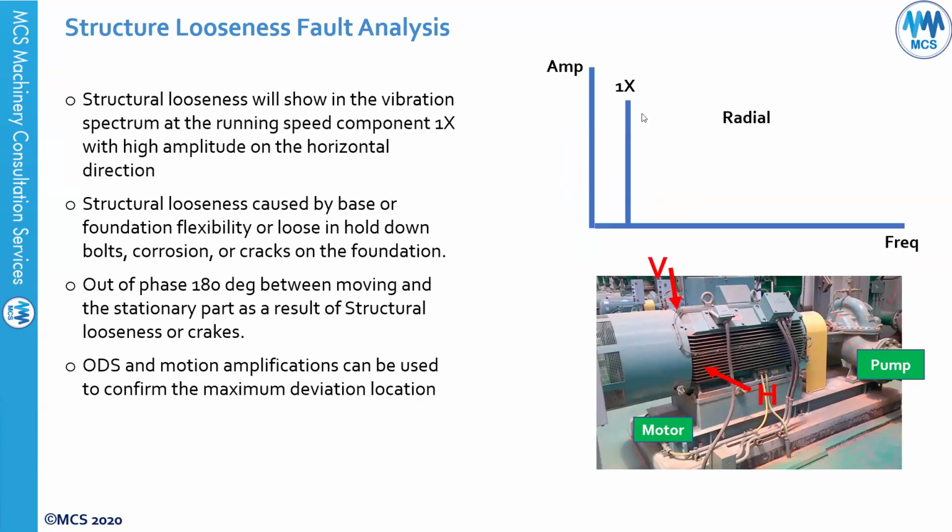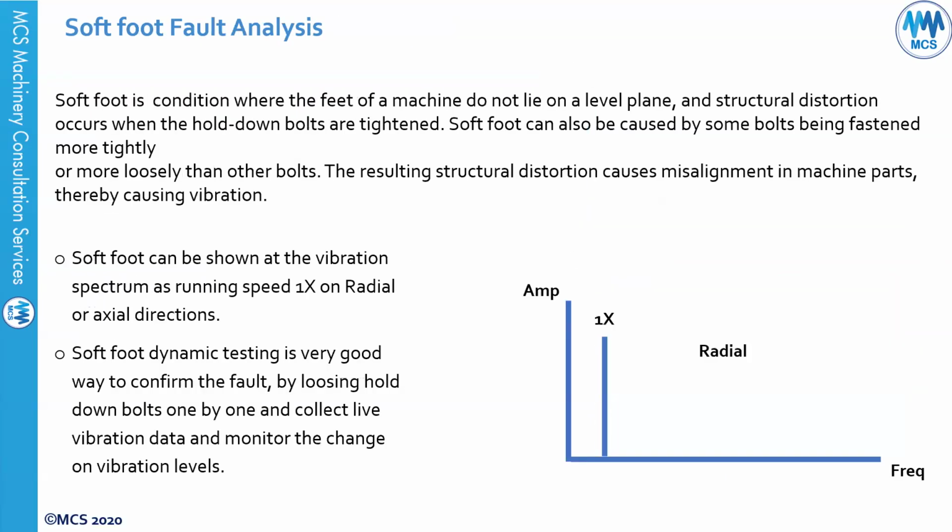For structural looseness, you will see high 1x vibration as well, but the difference between structural looseness and imbalance is that the vibration in the horizontal direction will be much higher than in the vertical direction because of the stiffness difference, though it will also give you high 1x vibration. Also, soft foot is one of the reasons which can cause high 1x vibration. One good solution for that is something called soft foot dynamic testing.